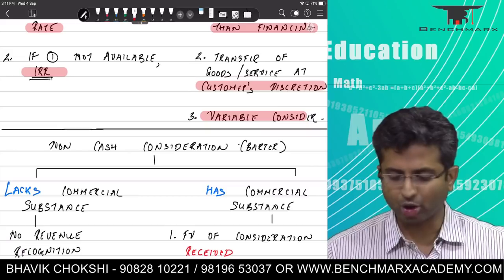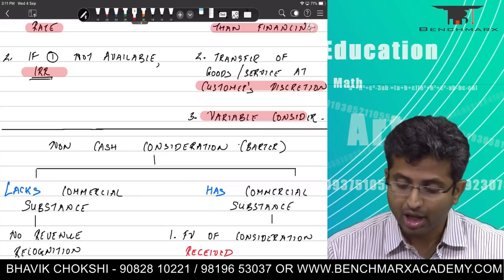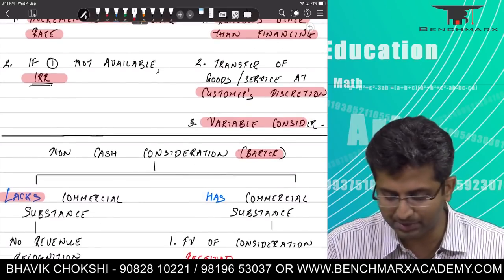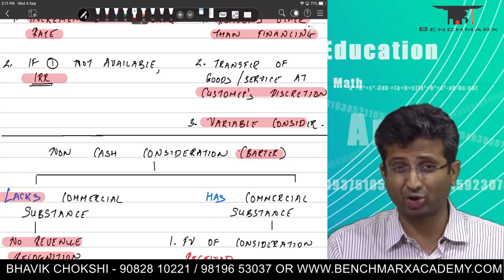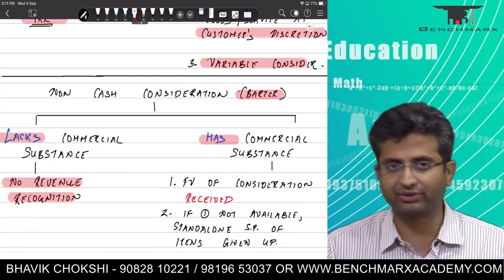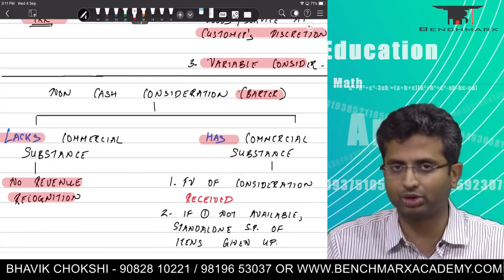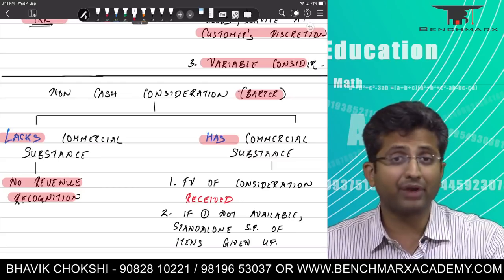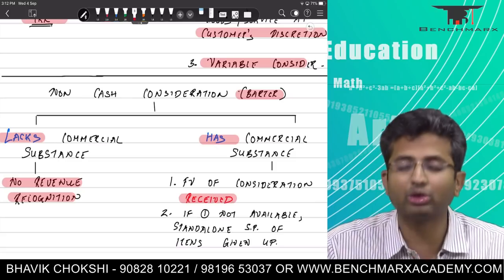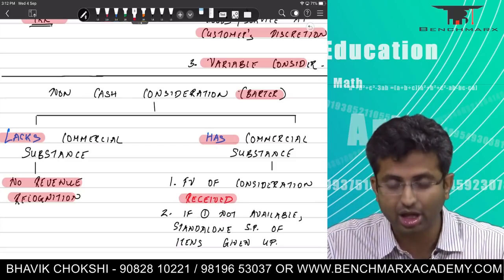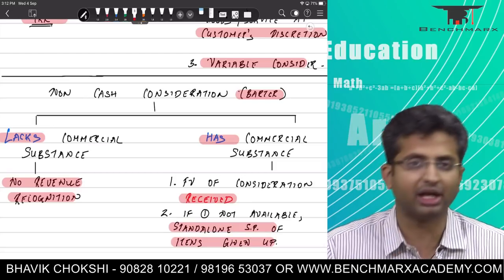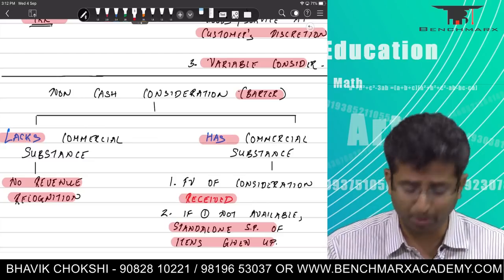Then we have the non-cash consideration, so that takes care of the financing element. Non-cash consideration, that is barter. As we had discussed earlier, if the transaction lacks commercial substance, there is no revenue recognition, it's not an accounting contract. However, if it has commercial substance, the standard, unlike the standard on fixed assets, gives you a clear order of preference. It says it should be based on the fair value of the consideration that you are expecting to receive, and hence the first preference should be the fair value of the consideration received. And if that is not available, then we should look at the standalone selling price of the items given up. Okay, that is about barter.